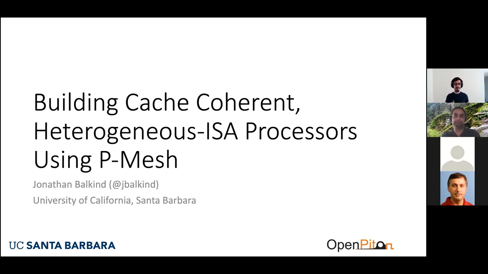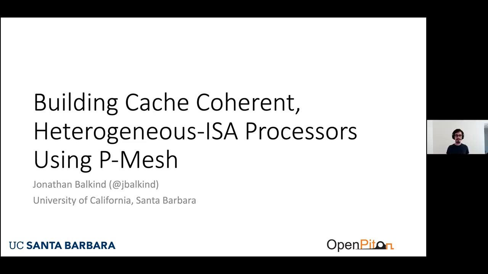And so I'm going to be talking about this cache coherent heterogeneous ISA system that we've been building. And the broad system is some combination of something that we call OpenPiton, something we call BYOC, and something we call P-Mesh. P-Mesh is the memory system coherence part, and OpenPiton and BYOC are frameworks that we've built around that. This is a pretty big project in general.